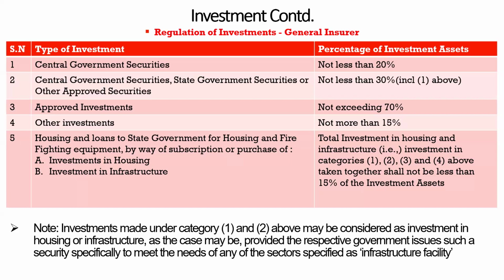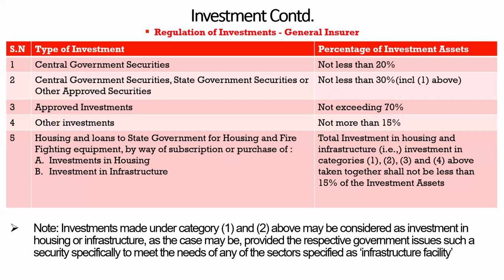Housing and loans to state government for housing and fire fighting equipments by way of subscription or purchase of investments in housing, investment in infrastructure. Total investment in housing and infrastructure, investment in categories 1, 2, 3, 4 above, taken together shall not be less than 15% of the investment assets. Meaning total investment in the housing and infrastructure sector, whether it is central government or state government, should not be less than 15% of the total investment assets.